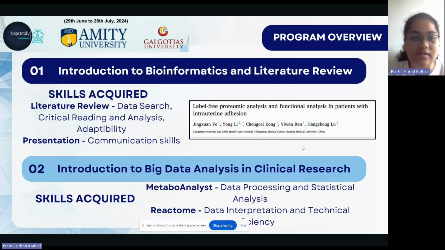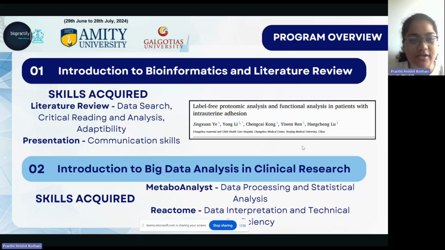So basically the skills acquired were data search and critical reading, which is the most important, to analyze the text and identify the strengths and weaknesses. And also the presentation, which enhanced my communication skills as well.